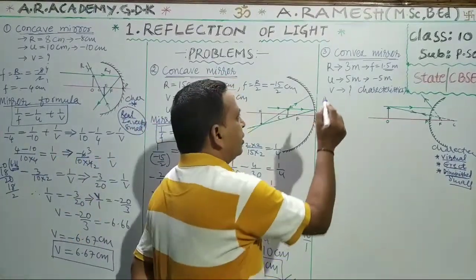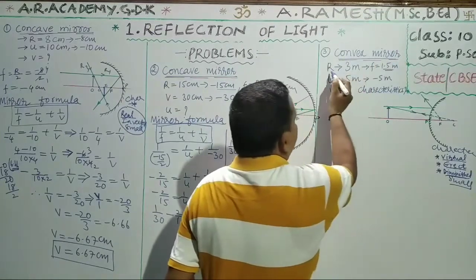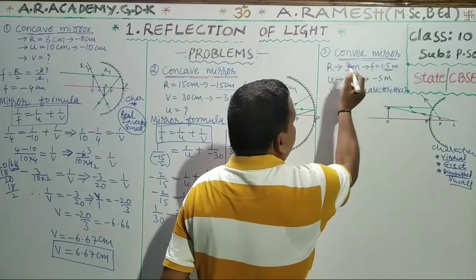Last problem, children, please look at the board. This is the convex mirror problem. Here R is given as 3 meters, you observe.